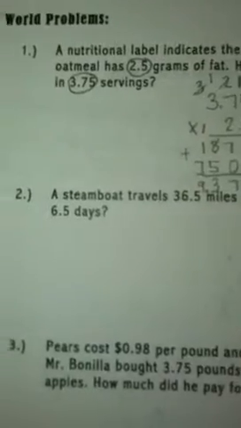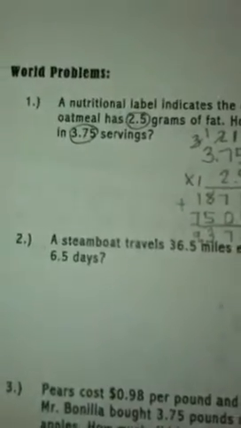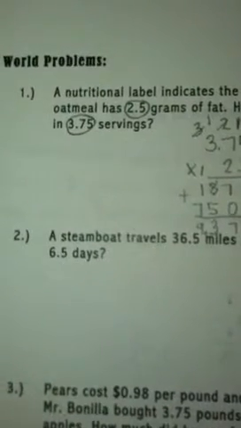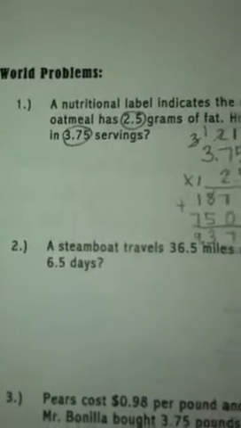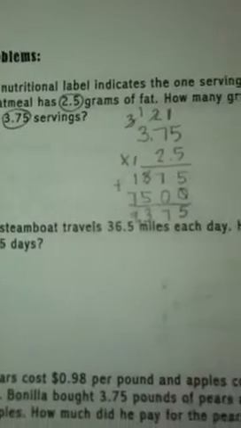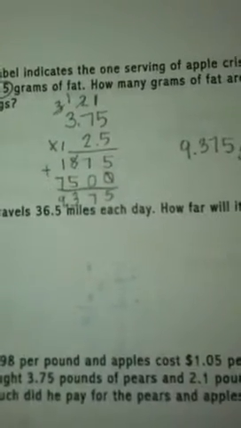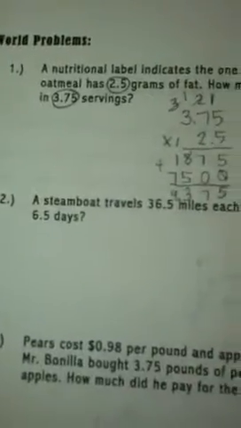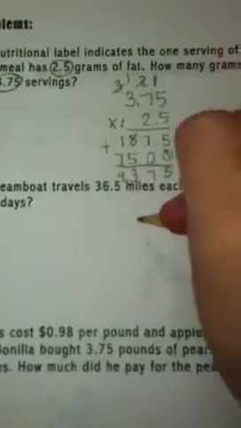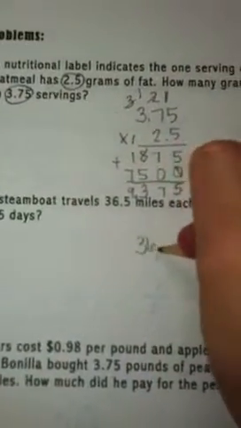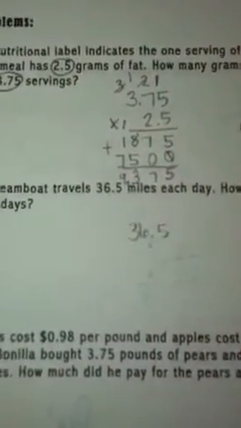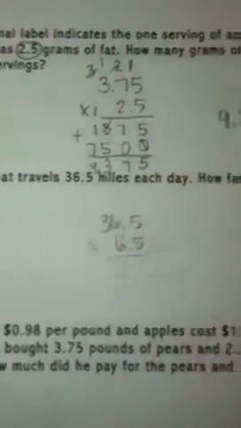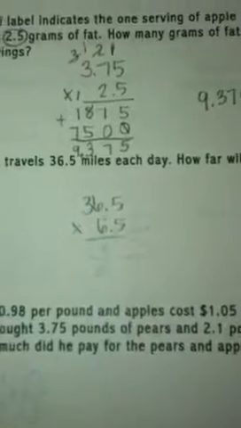Okay, so I think we get the idea. I'm just going to read you the other 3 word problems and you're going to work them out on your own. Word problem number 2, we have a steamboat that travels 36.5 miles each day. How far will it travel in 6.5 days? So to set that up, put your longer number on the top and multiply it by the number of days. And that's all we have to do for that one.